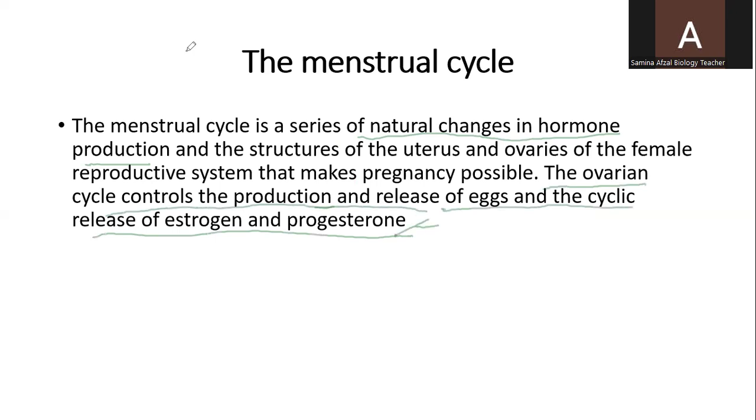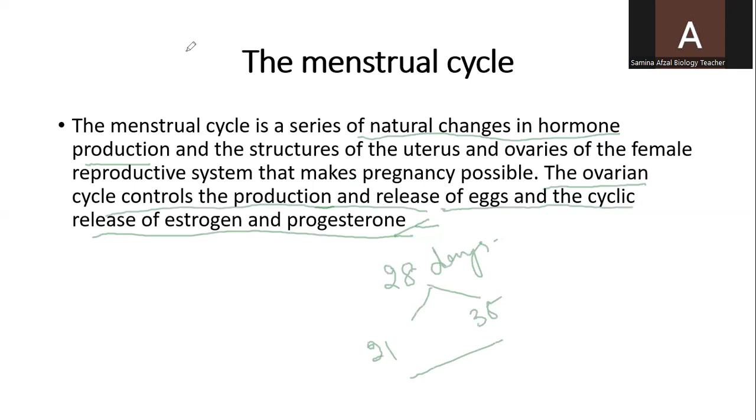So these female hormones will also start producing when the menstrual cycle starts, when they are mature enough to reproduce. This menstrual cycle will be 28 days on average, but if it is 21 days or 35 days, it is also normal.